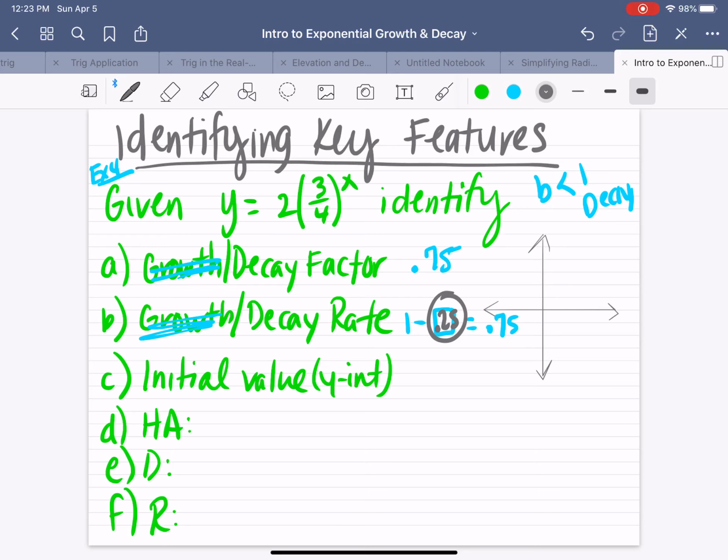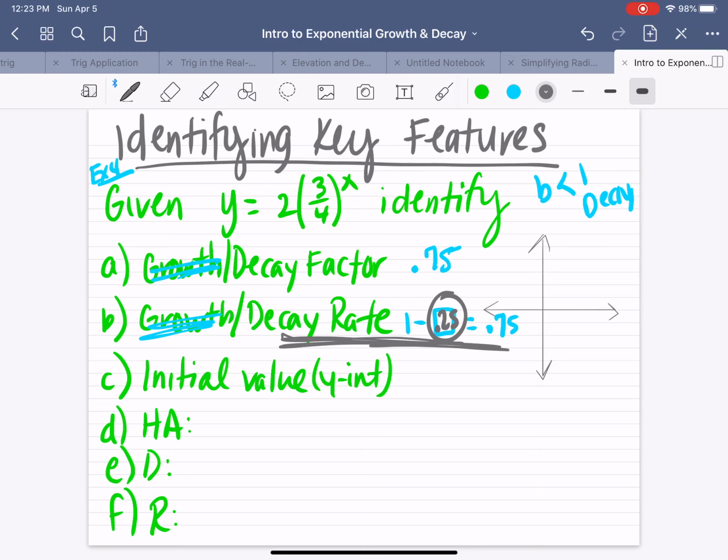So our decay rate is 0.25. And this part will make more sense once we start looking at the real world problems, so that'll be on our next lesson. So the answer for part B is 0.25. And again, we got 0.25 because to get 0.75, you subtract 0.25 from 1.